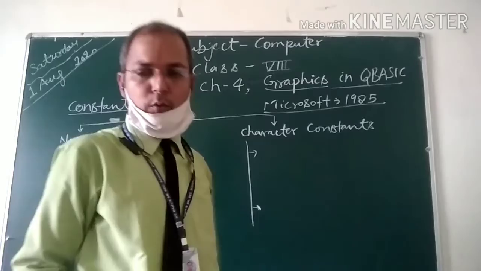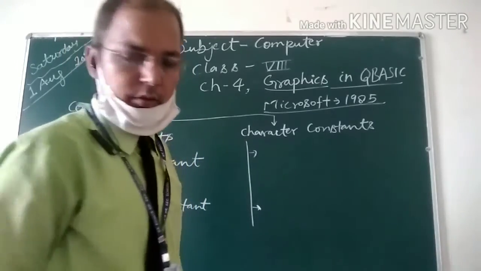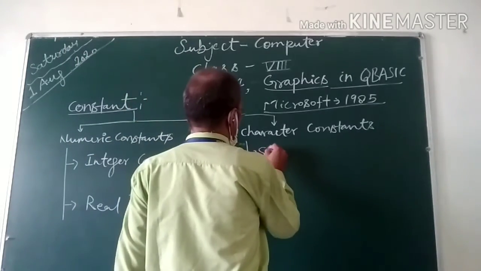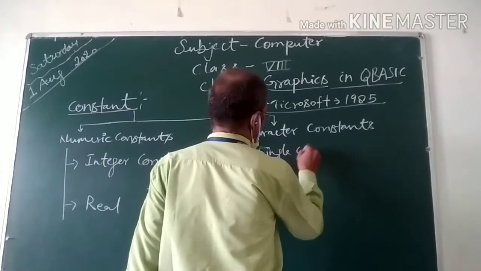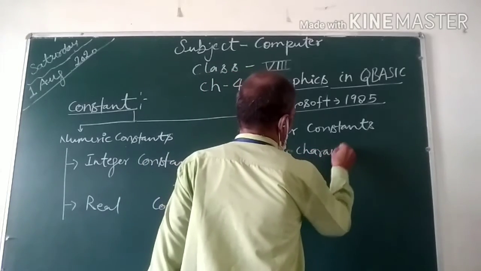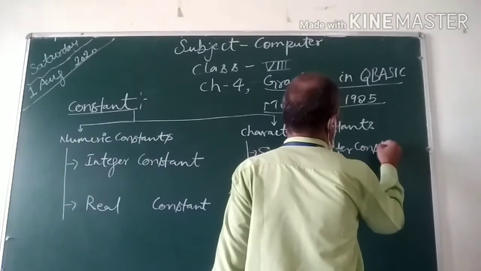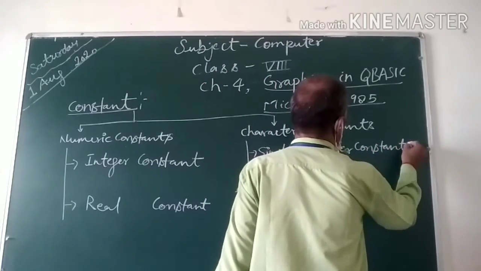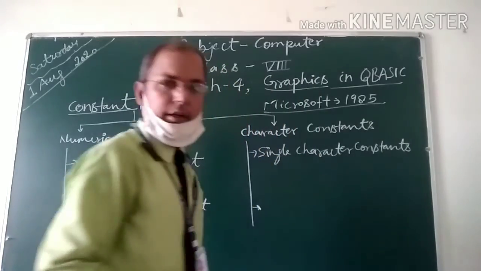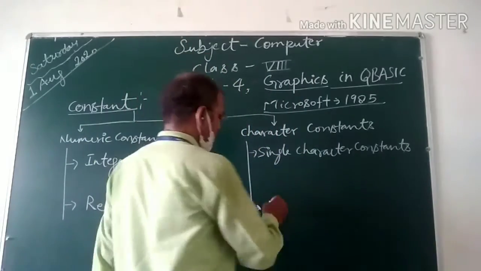Character constant is also divided into two parts: single character constant and string constant.